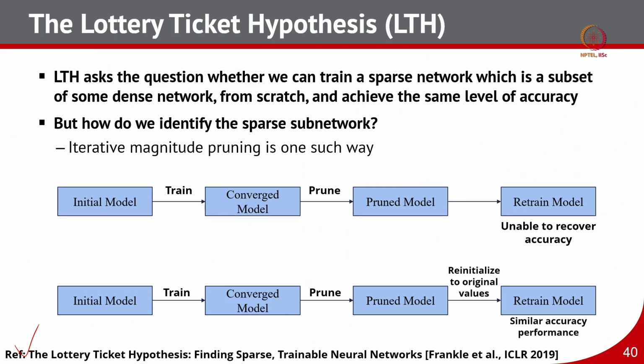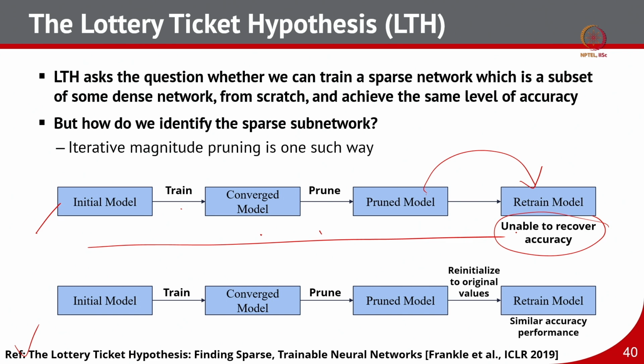So, iterative magnitude pruning is one such way. Let us say we have a dense network which is the initial model, then we train the model, we converge the model, and then we prune. Now, even if we retrain the pruned model, there are cases where we are probably unable to recover the accuracy. This is the usual flow, right. We train a dense model, then converge the model, we prune. After pruning we can do fine tuning, but in many cases we will see that even after fine tuning we are unable to recover the accuracy.